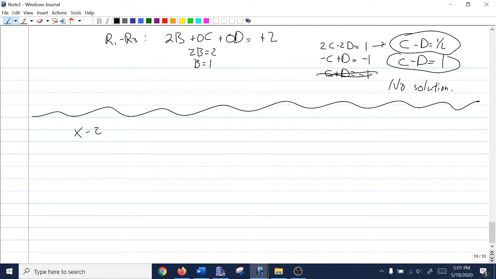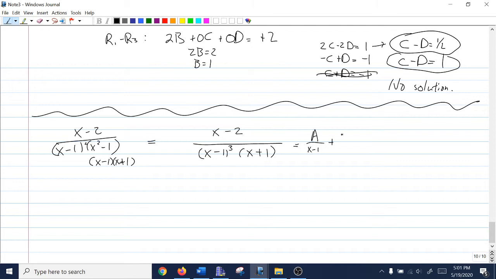It was x minus 2 over x minus 1 squared times x squared minus 1. We can FOIL this into an x minus 1 and an x plus 1. The correct way of writing this was as x minus 1 cubed times x plus 1. This is going to break up into a over x minus 1, b over x minus 1 squared, c over x minus 1 cubed, d over x plus 1.